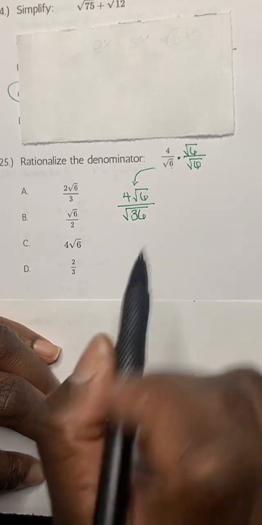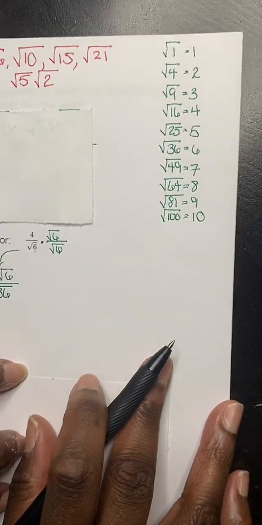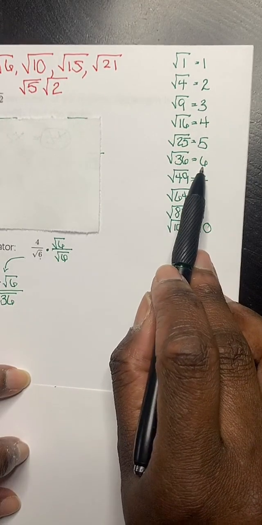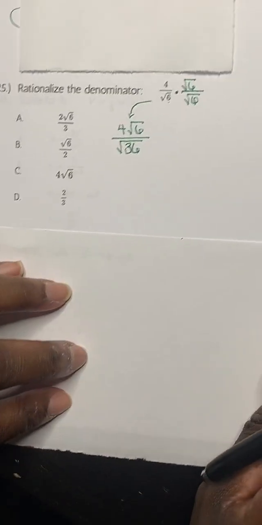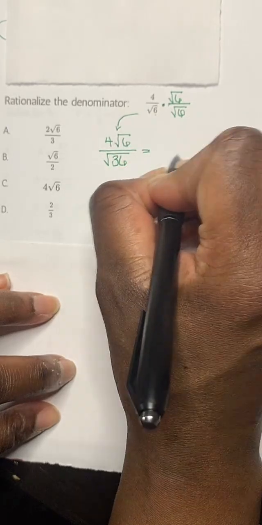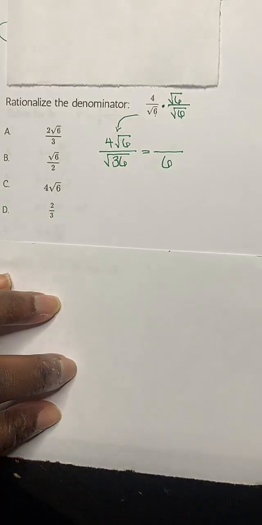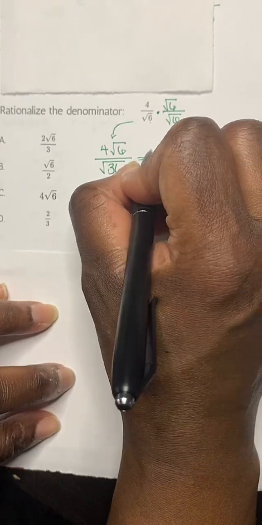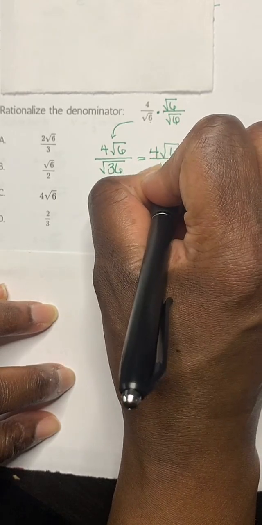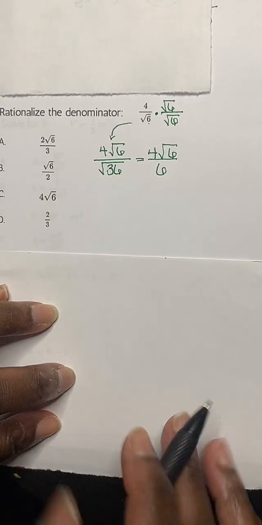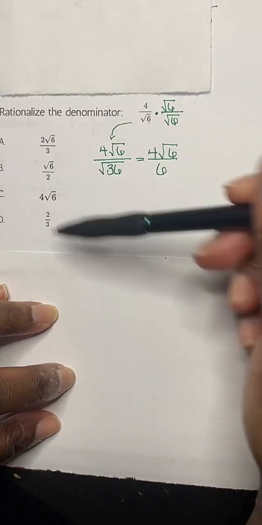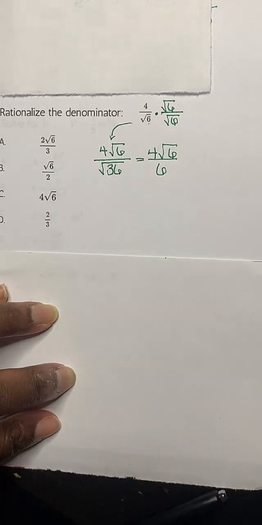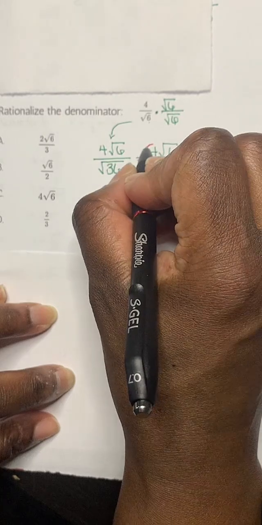Now, square root of 36, that's one of our perfects that we had up here. So the square root of 36 is 6. Oh, so that means, wow, we got rid of our radical in the denominator. So now what's left in the numerator is my 4 square root of 6. So you're probably looking at the answers and like, well, Audrey, I don't see it. Because just like any kind of fractions, we need to simplify.